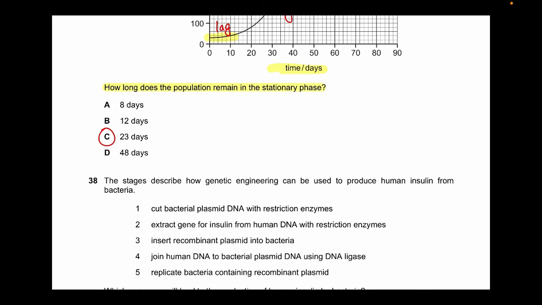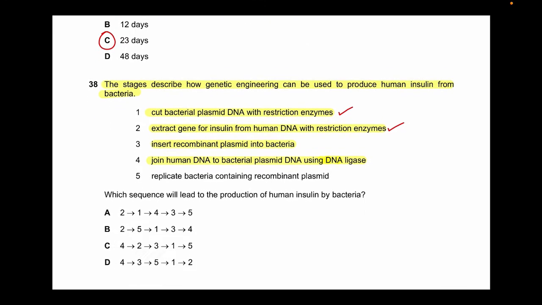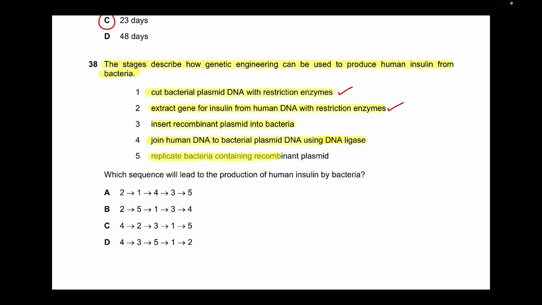The stages describe how genetic engineering can be used to produce human insulin from bacteria. Cut bacterial plasmid with restriction enzymes. Extract gene for insulin from human DNA with restriction enzymes. Insert recombinant plasmid into bacteria. Join human DNA to bacterial plasmid DNA using DNA ligase. Replicate bacteria containing recombinant plasmid. Which sequence will lead to the production of human insulin by bacteria?